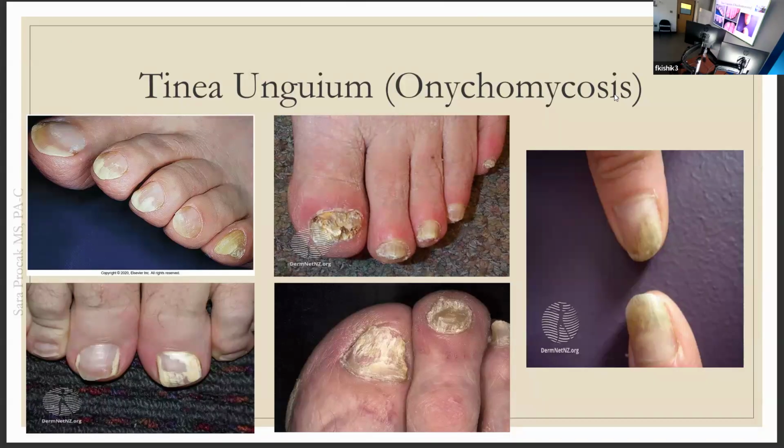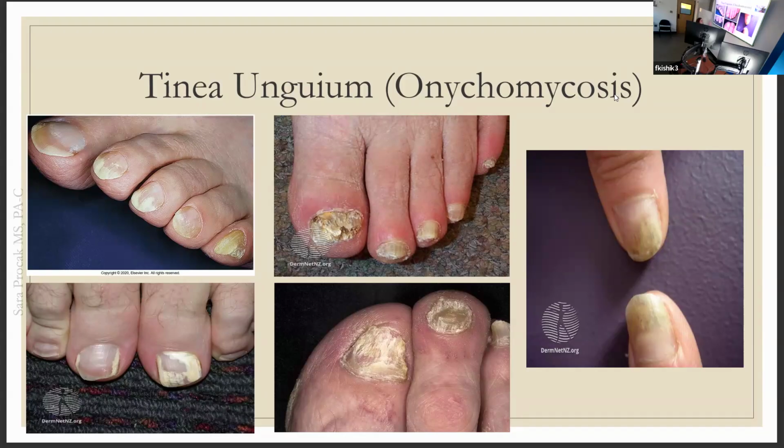Okay. And then tinea unguium or onychomycosis. So onychomycosis is like an umbrella term for fungal infections of the nails, but includes not only just dermatophytes, but includes yeast and non-dermatophyte molds. Okay. So tinea unguium is a dermatophyte infection, it just falls under the umbrella of onychomycosis, okay? And there's a couple of different presentations for it.